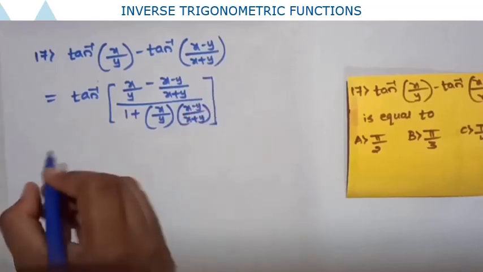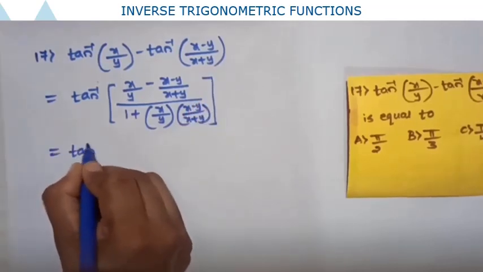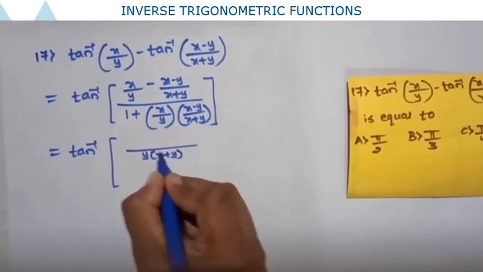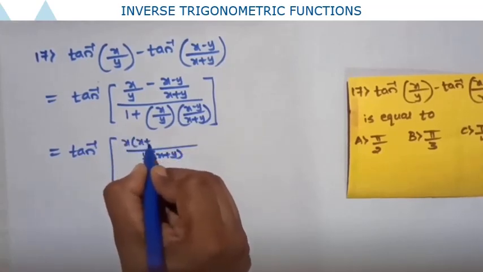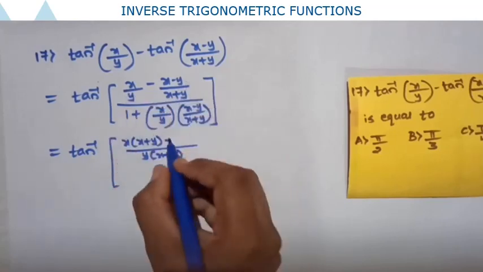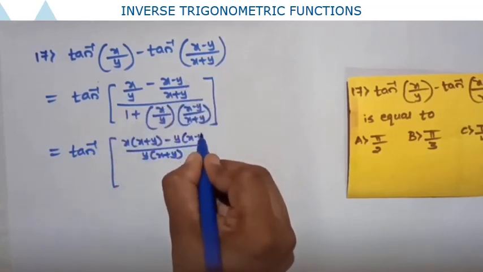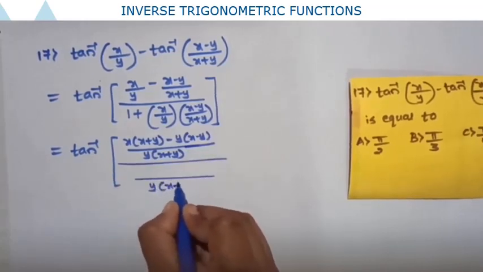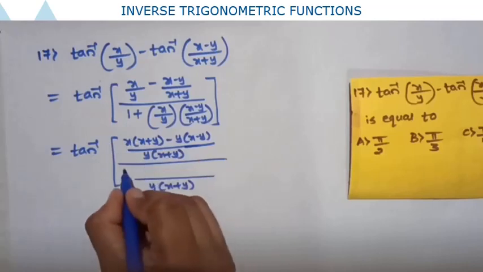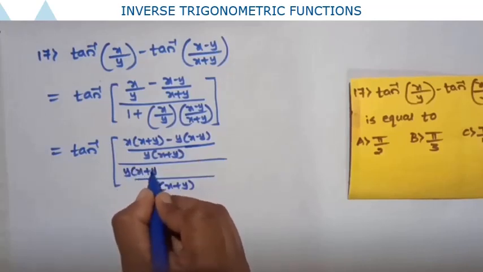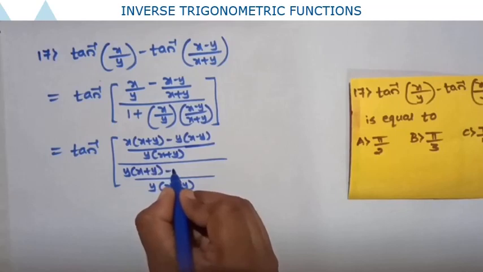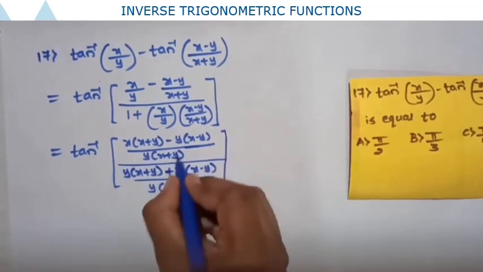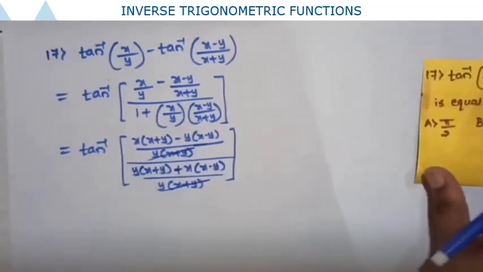So therefore we are getting tan inverse of numerator LCM. What is the numerator LCM? y into (x plus y), and here it is multiplied with x into (x plus y), minus this multiplied with y into (x minus y), whole divided by the denominator LCM, which is also y into (x plus y), and this one is multiplied with y into (x plus y) plus x into (x minus y). So therefore the denominator LCM and numerator LCM get cancelled.